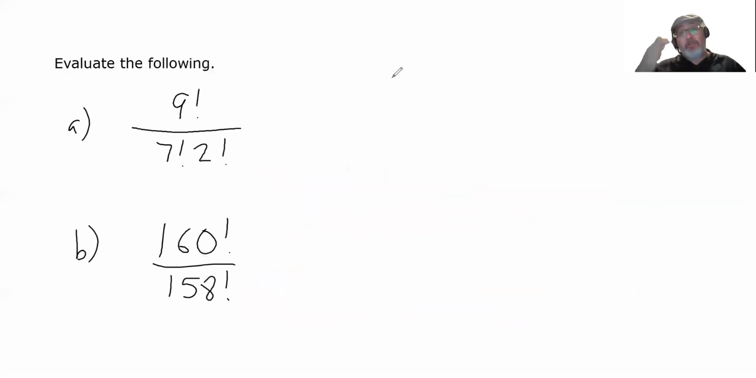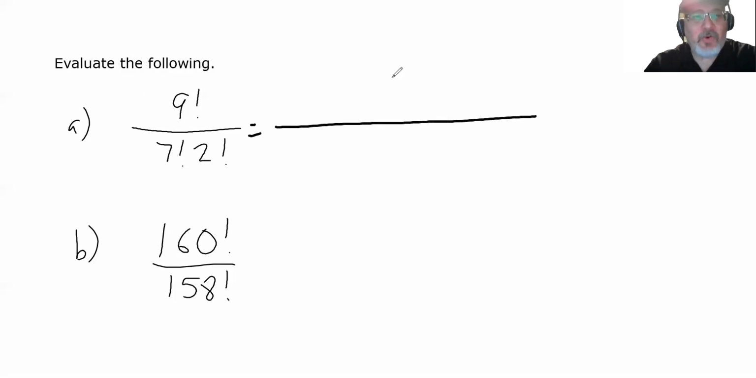Now, sometimes they get a little bit trickier. Like if you notice, the first one has 2 factorials in the denominator, and you might think the bottom one isn't that bad, and honestly, it's not, but there's a reason that it's there. Let's take a look at the first one. 9 factorial over 7 factorial times 2 factorial.